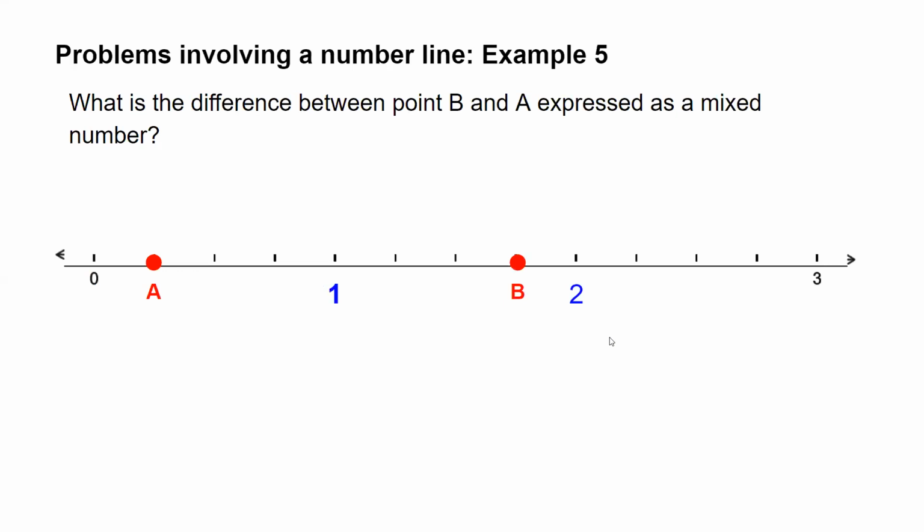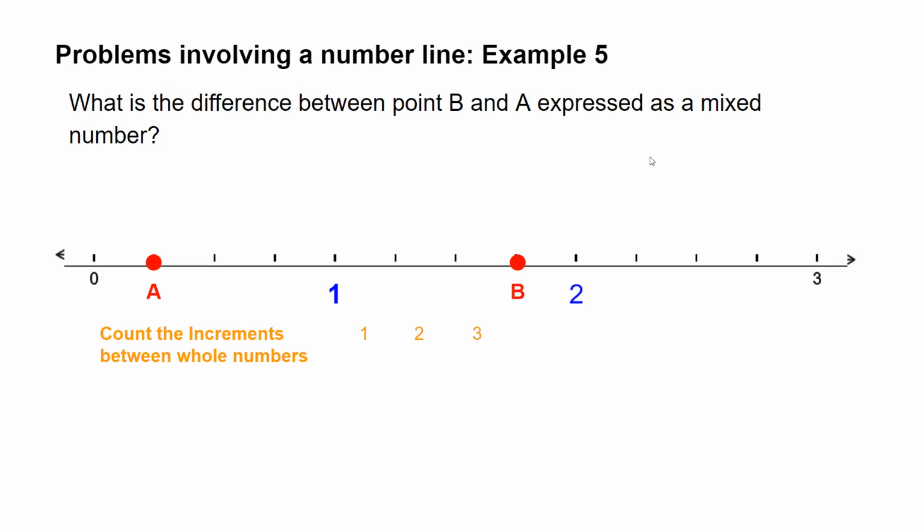And our last example. What is the difference between point B and A expressed as a mixed number? So what we're really trying to do here is to find this distance between A and B. Now, we could figure out the value at A and the value at B, and then we could subtract. That will work using the methods that we just used, or we can do it the way that I'm about to show you, which is to count the increments between the whole numbers first.